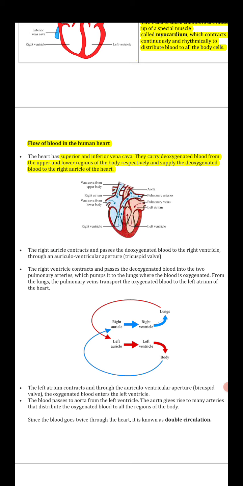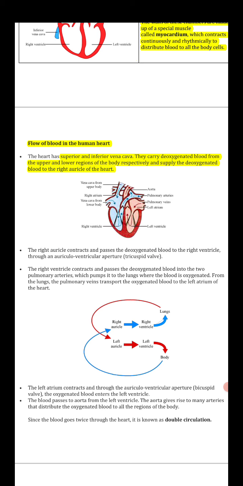So this heart has the superior and inferior vena cava. They carry deoxygenated blood from the upper and lower regions of the body respectively and supply it to the right auricle of the heart. I have already discussed that the auricle is the receiver side. That's why from all over our body the deoxygenated blood enters into the right auricle.